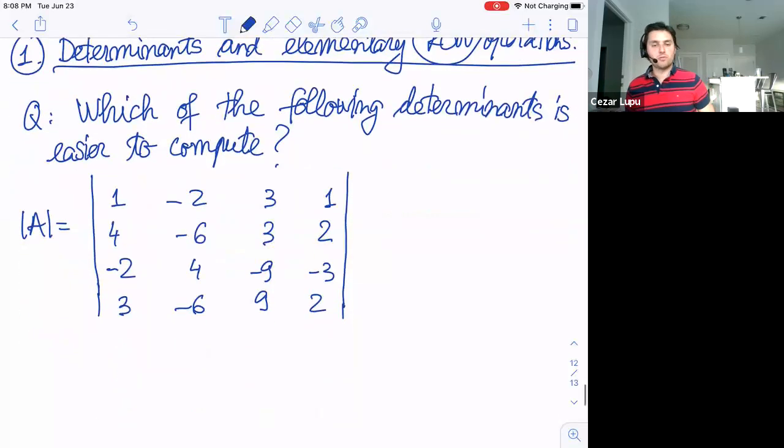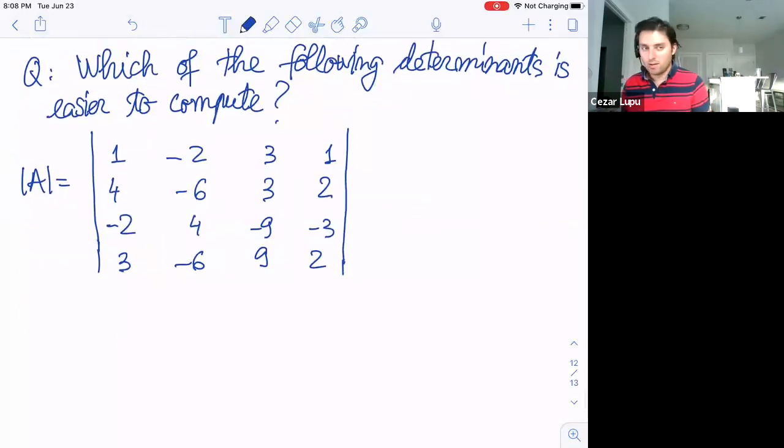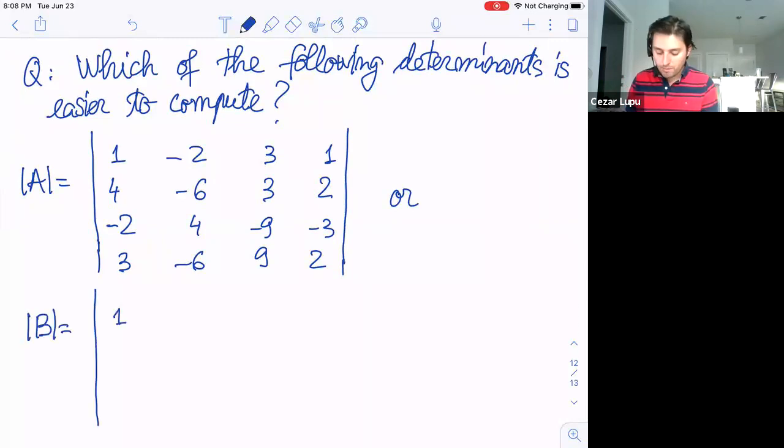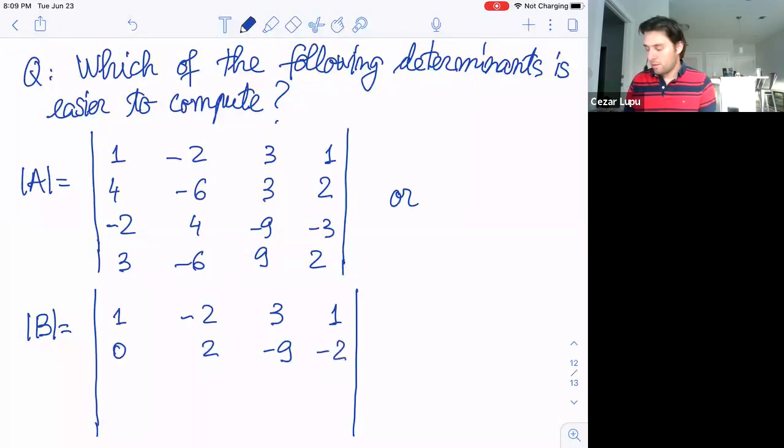So the determinant of this matrix, if you look at it, there is not a single 0 there, which is kind of inconvenient for me if I want to do a row or column expansion. Or let's take an easier one, the determinant of B, which will be this: 1 negative 2 3 1. The second row will be 0 2 negative 9 negative 2, 0 0 negative 3 negative 1, and then 0 0 0 negative 1.